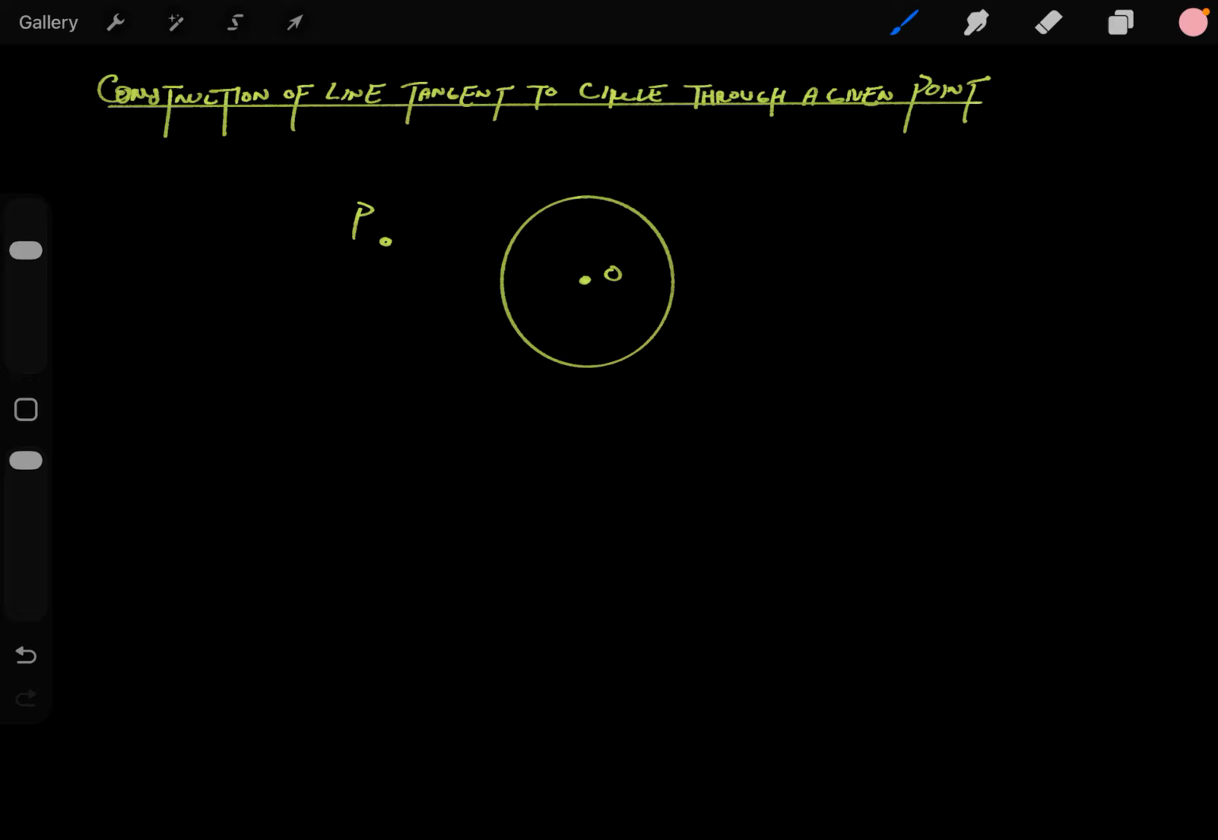Okay, so now we're going to go through a construction and proof of our construction of drawing a line tangent to circle O through point P. So the first thing you want to do is draw the line. Let's write out the construction steps. Draw OP. So let's draw OP.